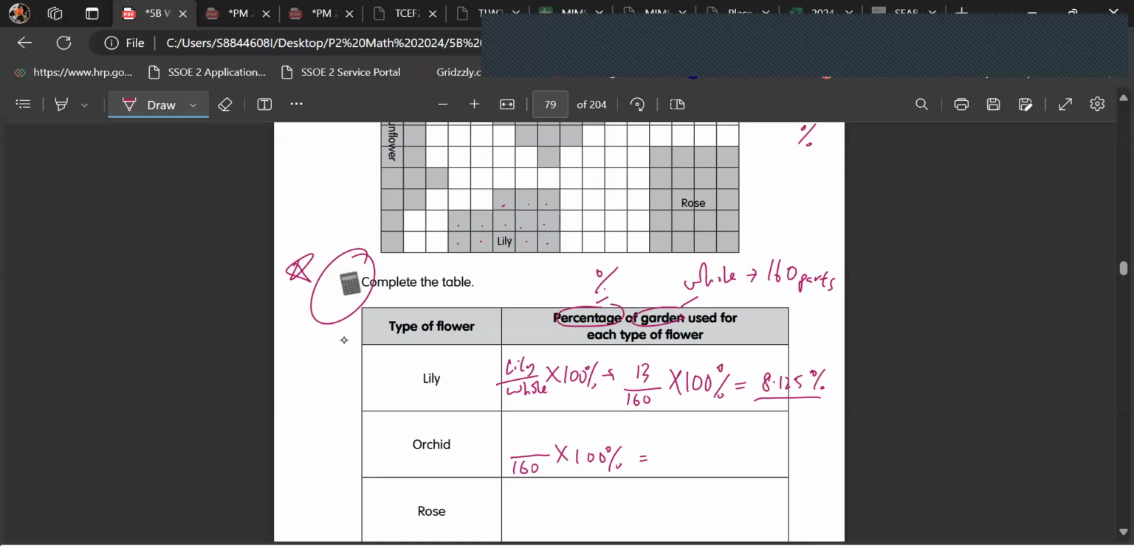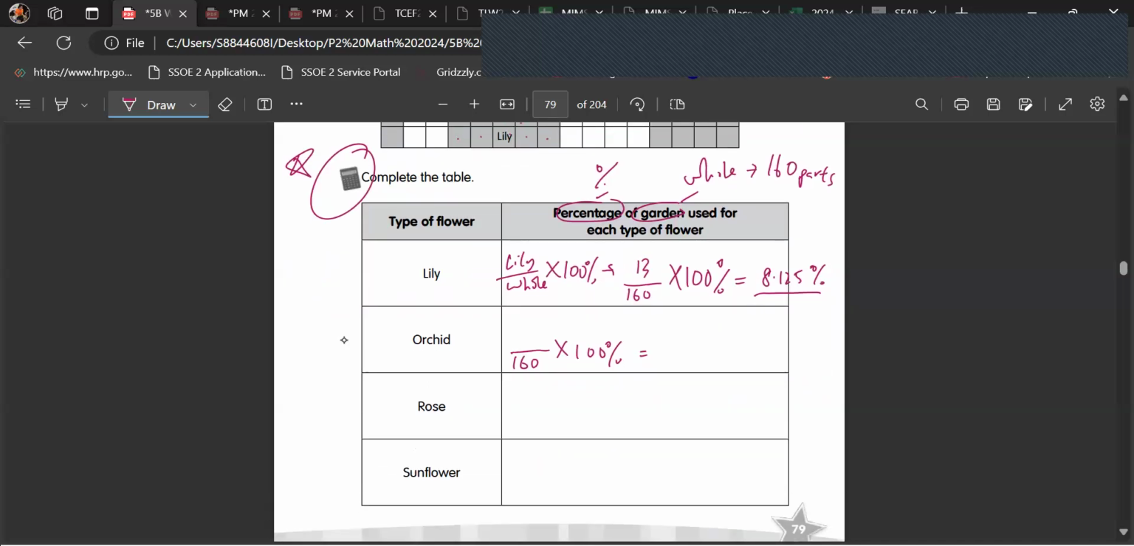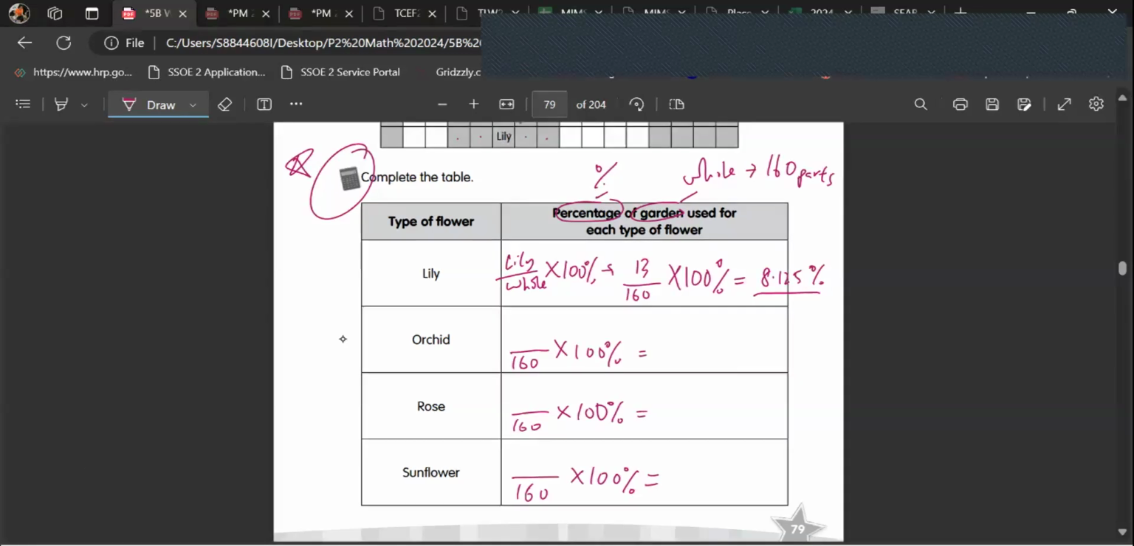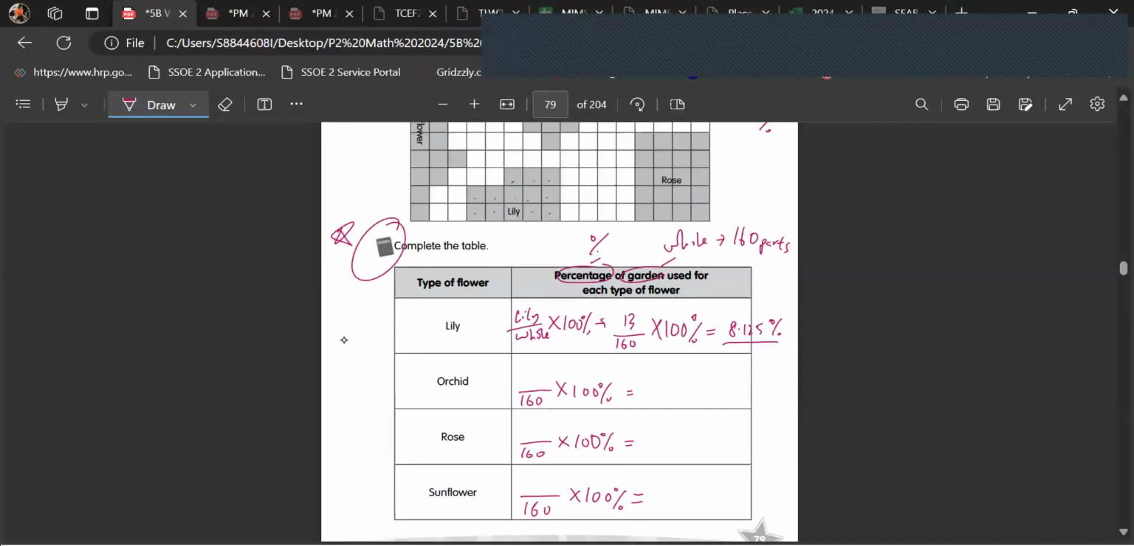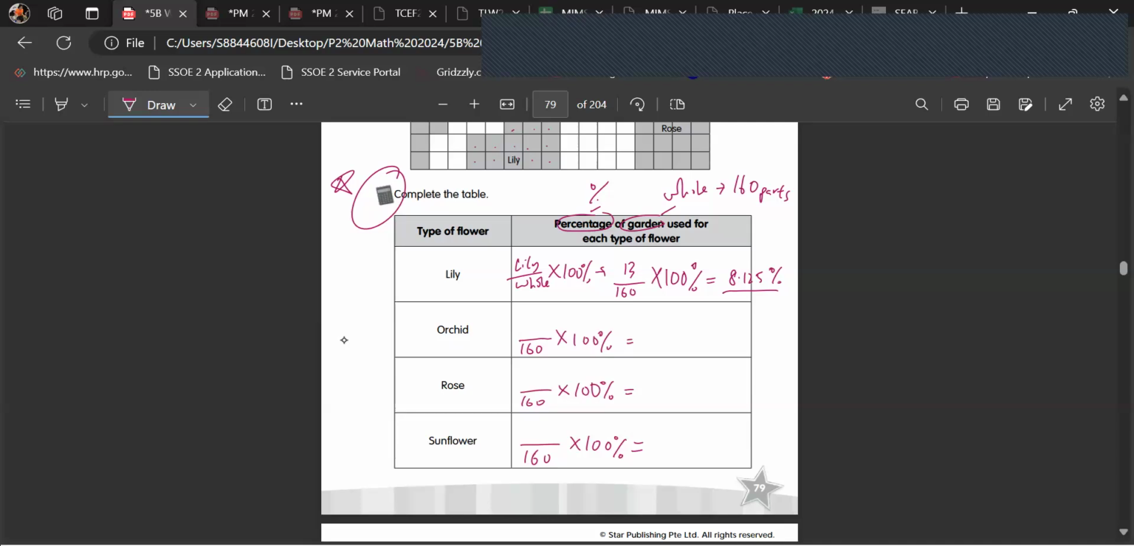I think this question you can solve yourself, it's a calculator question. The only common mistake is number one, you forgot to multiply by 100%. The next common mistake is you forgot to put it out of 160. And the last common mistake is you count wrongly. Okay, two more pages to go. That's nice. I think we can finish in time.